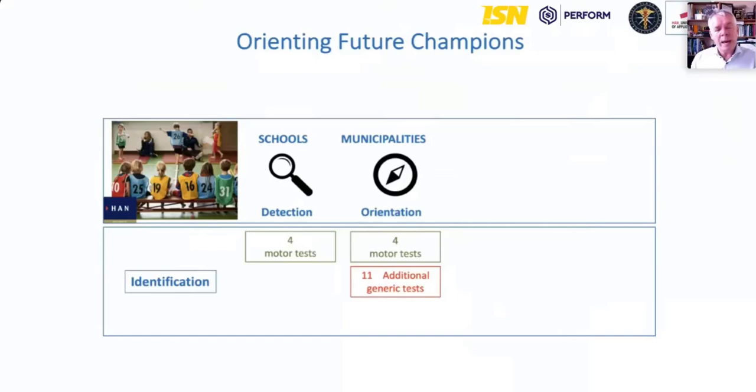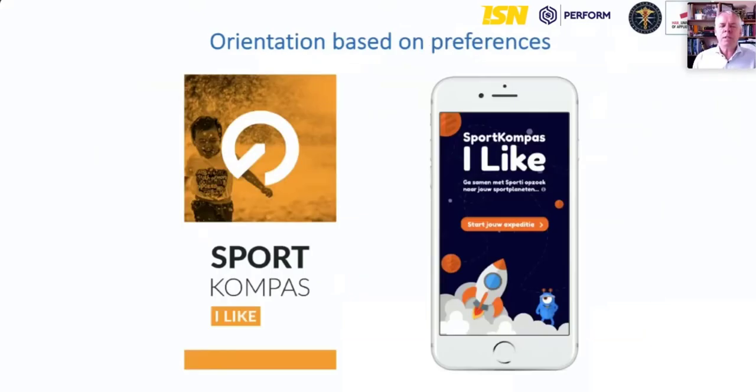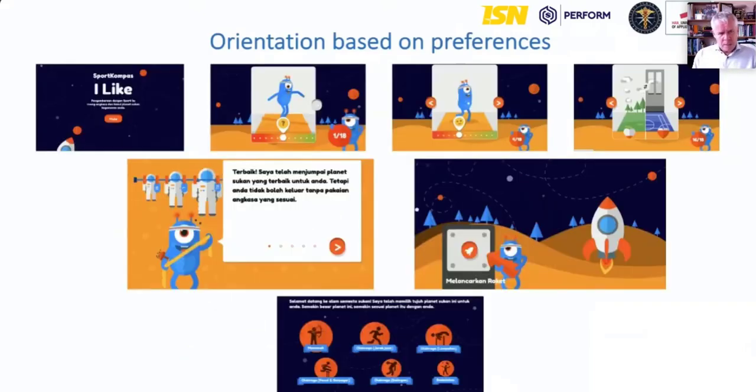So we add 11 additional generic tests, and we do some orientation of the children towards the sport they like to do, the preferences. Therefore, we use the I Like app that you see here. It is an orientation based on preferences. That means that we ask the children if they like to balance or throw a ball, play outdoors or indoors, and then we find the right sports for them.